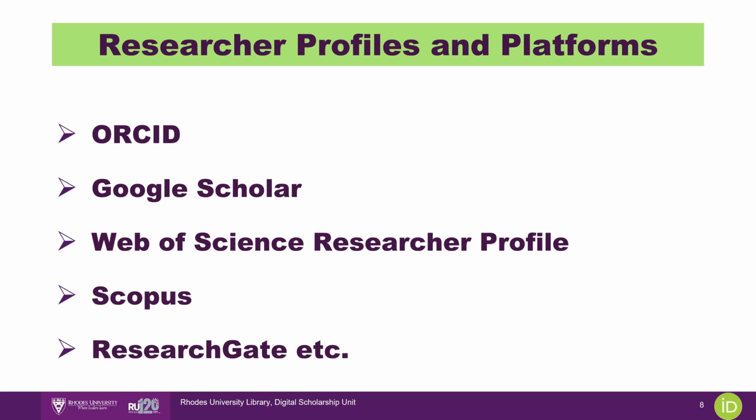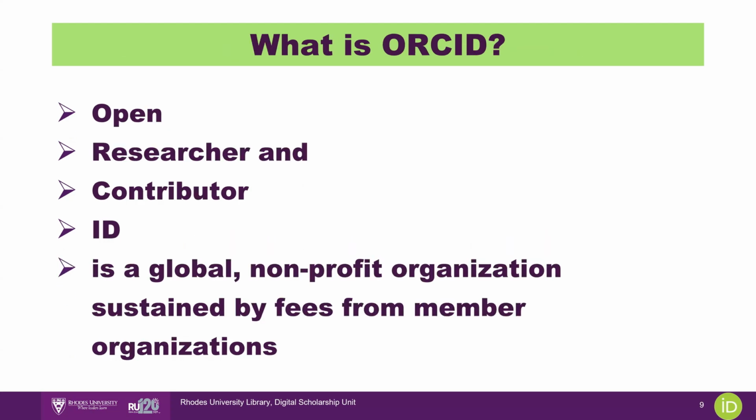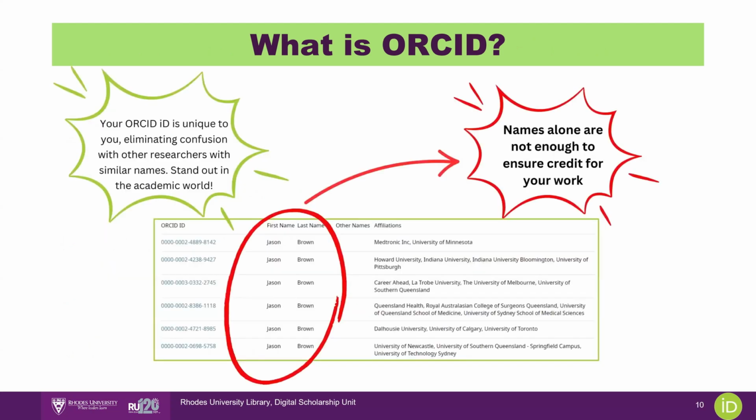The most trending, which even the funders are looking at, is ORCID. Even the university wants your ORCID. So I will be speaking about ORCID this afternoon. What is this ORCID? It's an Open Researcher and Contributor ID. It is a global non-profit organization sustained by fees from member organizations, of which Rhodes University is one.